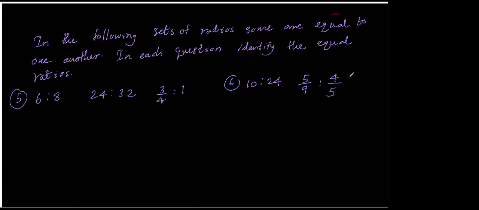5 over 9 to 4 over 3. I am allowing you to do it alone. Three ratios at each. You have to find the equivalent ratios.